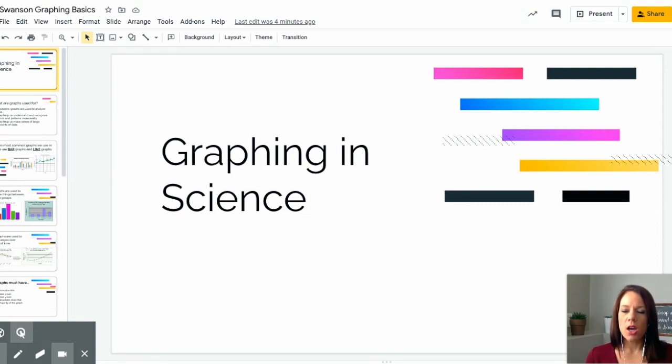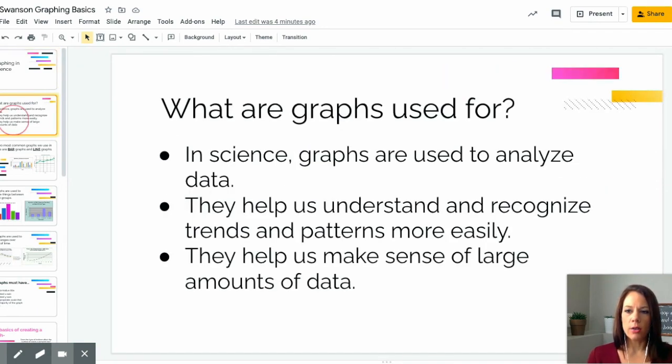So usually in our wheel of inquiry, this is actually after we've finished gathering all of our data, and we kind of want to see what it means. So what are graphs used for? In science, graphs are used to analyze our data. What they do is they help us understand and recognize trends and patterns more easily.